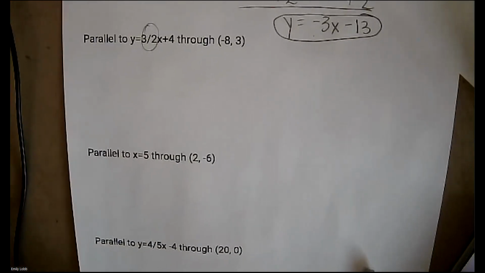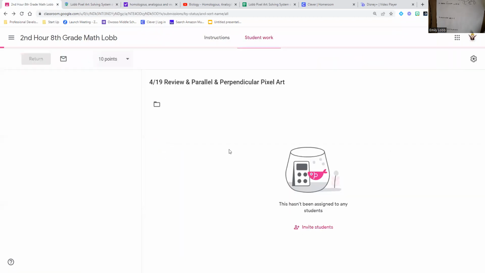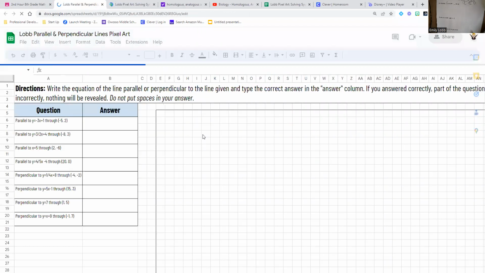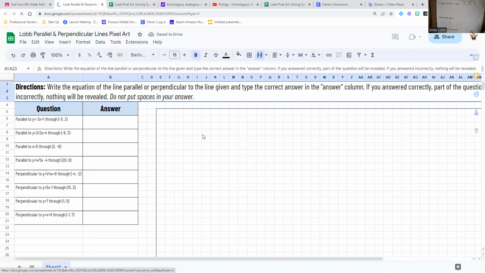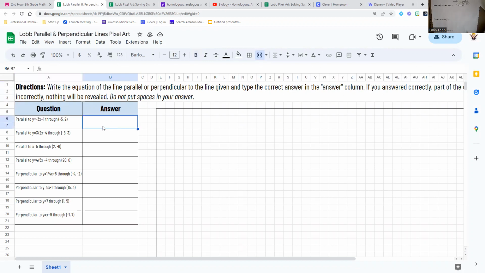Here we are. That was yesterday's pixel art. Today's looks like this. Yesterday we had one. Today we have one. It says, right. Has anyone started this? Let's just throw in our first answer. So parallel to that was the first one we did, right?